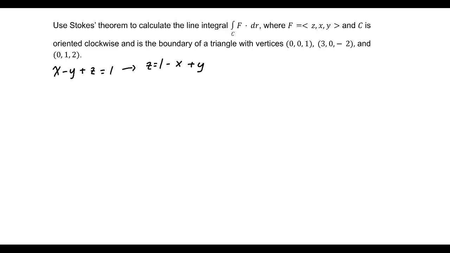So the parameterization of S is going to be r of u comma v equals ⟨u, v, 1 minus u plus v⟩. Now we also need to determine the restrictions on these. So imagine what this boundary looks like.